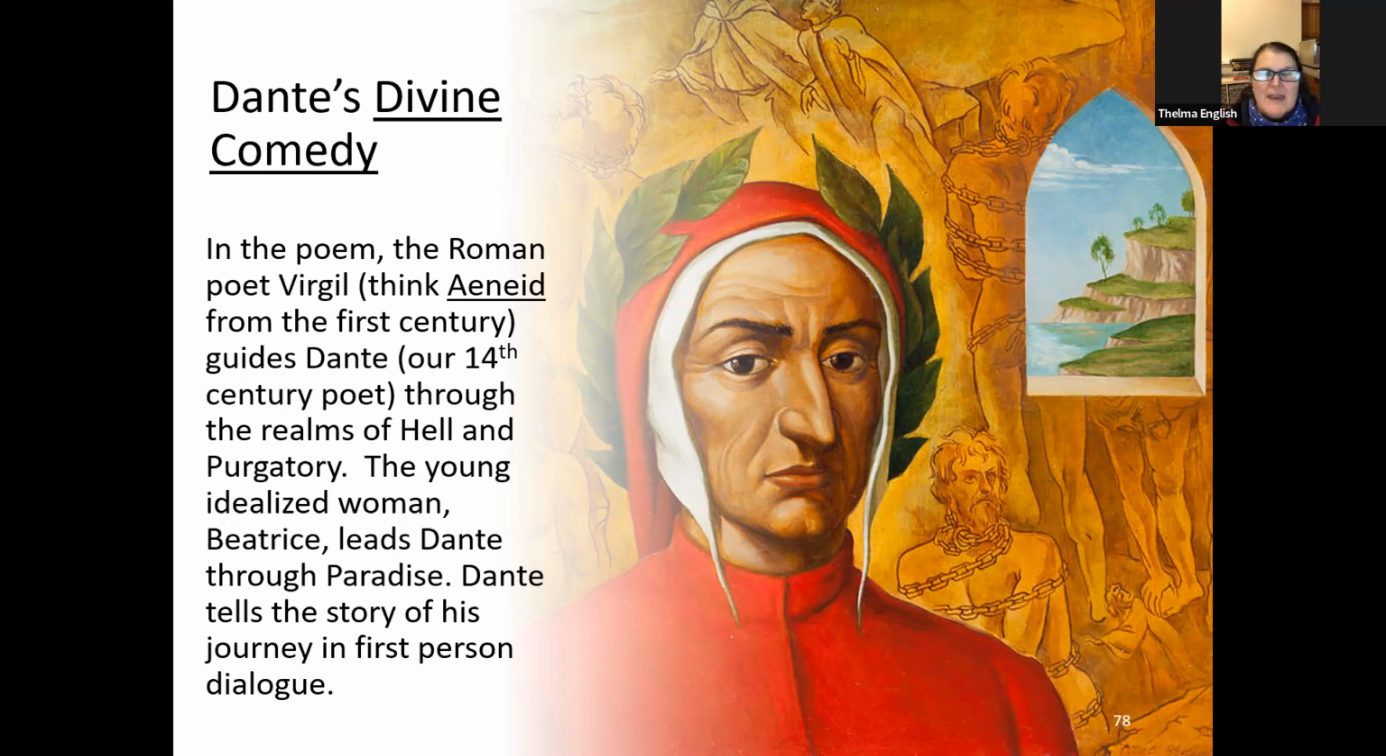So in the poem, it's kind of like a dream vision, and the Roman poet Virgil comes to him and guides Dante, who is our 14th century poet, so 1400 years apart. So Virgil comes and he guides Dante through the realms of hell and purgatory. The young idealized woman, Beatrice, leads Dante through paradise, because that's where she belongs. Dante tells the story of his journey in 1st-person narration. I went here, I went there, I did this, I did that.